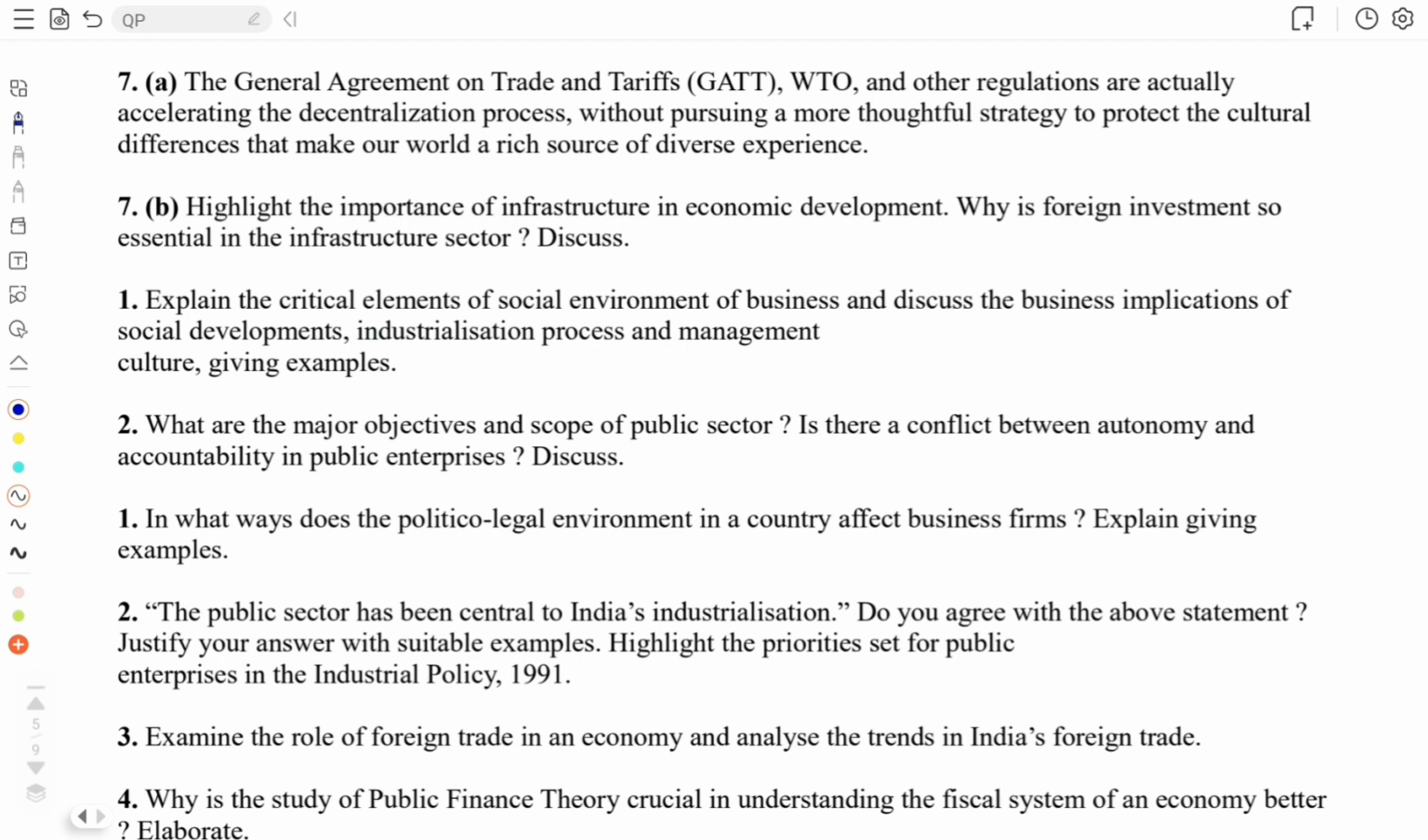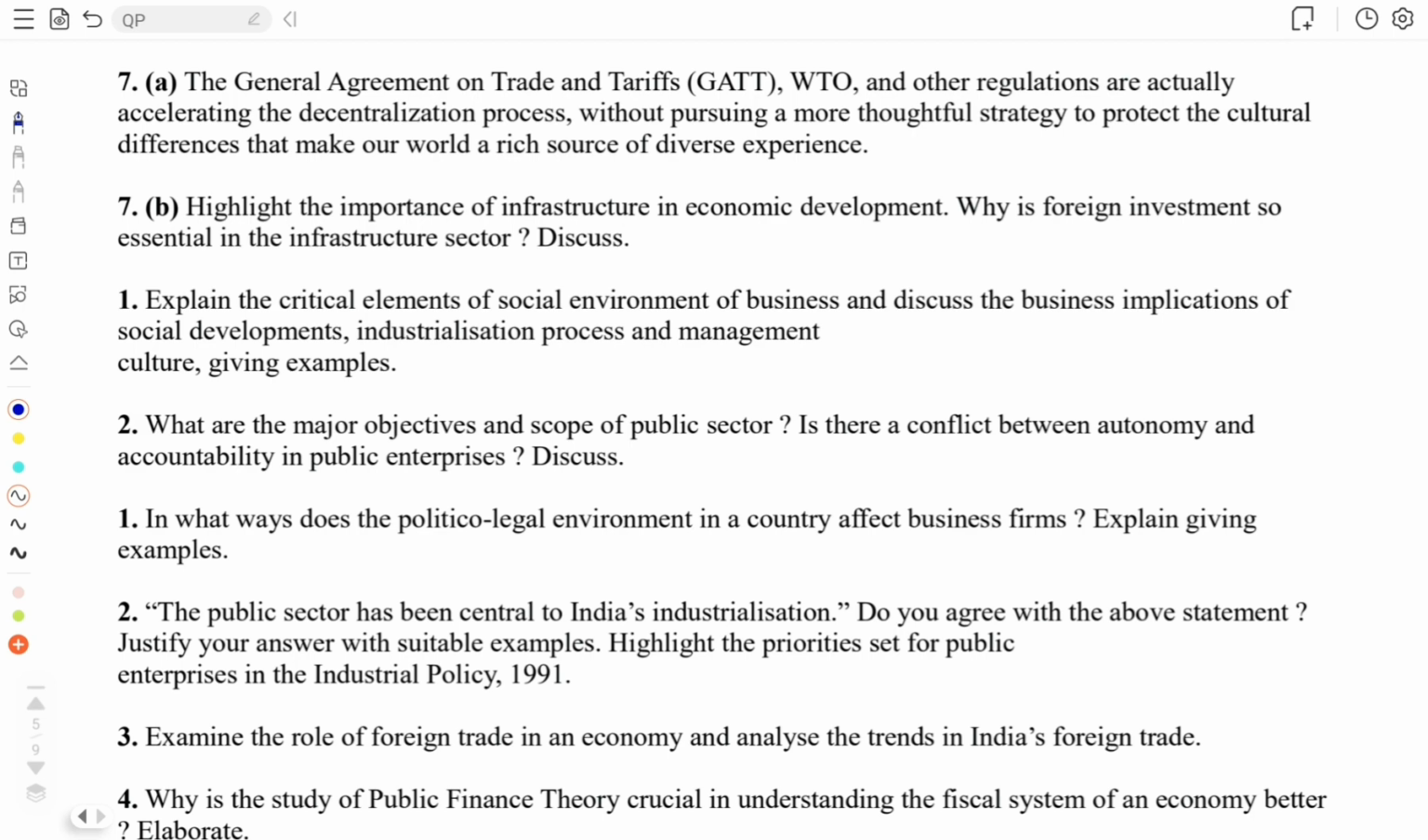The next part, B, is to highlight the importance of infrastructure in economic development. Why is foreign investment so essential in the infrastructure sector? Infrastructure is actually very important, right? Infrastructure includes roads, railways, airways, canals, and all. If you set up an industry or a special economic zone and there are not enough highways, roadways, railways, or anything like that to link the other parts of the country to that particular point, then naturally you cannot expect people to come and work there, right? So infrastructure is very important.